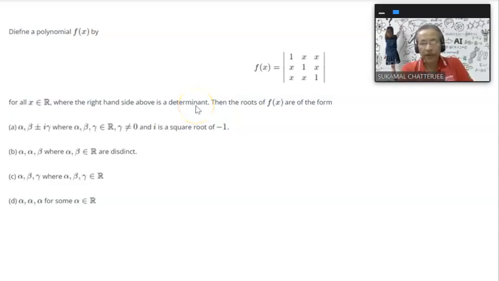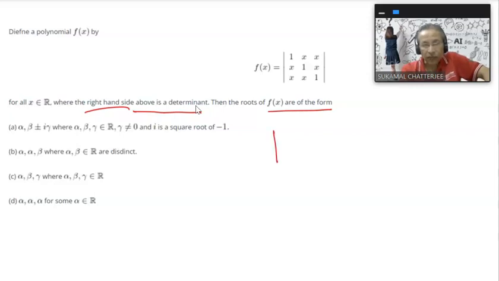We are discussing the 2023 ISI BStat paper, and this is the second question. Define a polynomial f(x) as the determinant of [1 x x; x 1 x; x x 1], for x a real number, where the right hand side is a determinant. The roots of f(x) are of the form what? So we have to basically find the roots of this.